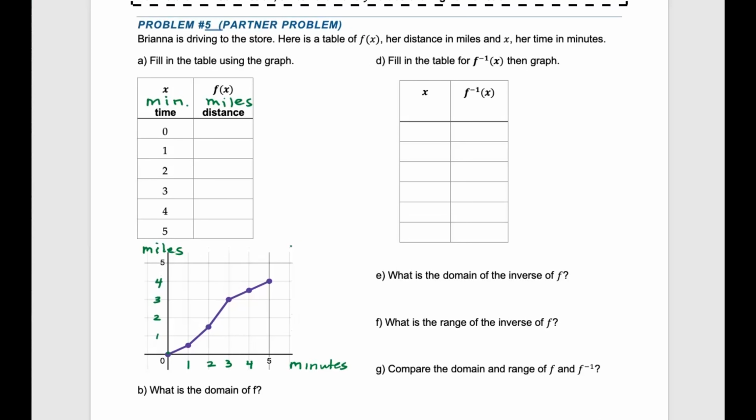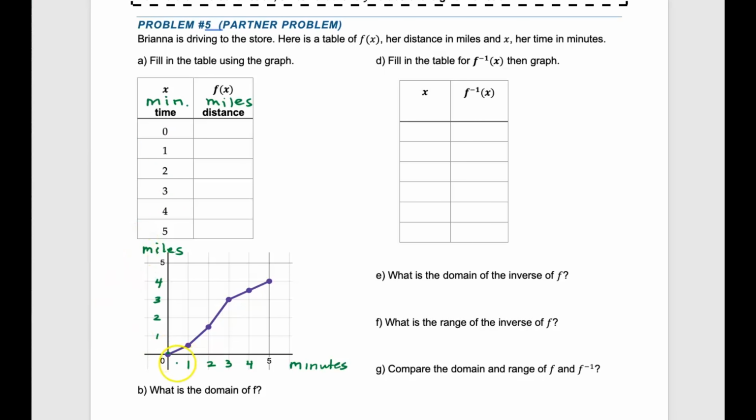Brianna is driving to the store. Here is a table, f of x, her distance in miles, and x, her time in minutes. And first part, we want to fill in the table using this graph below. So we can see along the x-axis, we have minutes, and along the y-axis, we have miles. So let's go ahead and fill in this table.